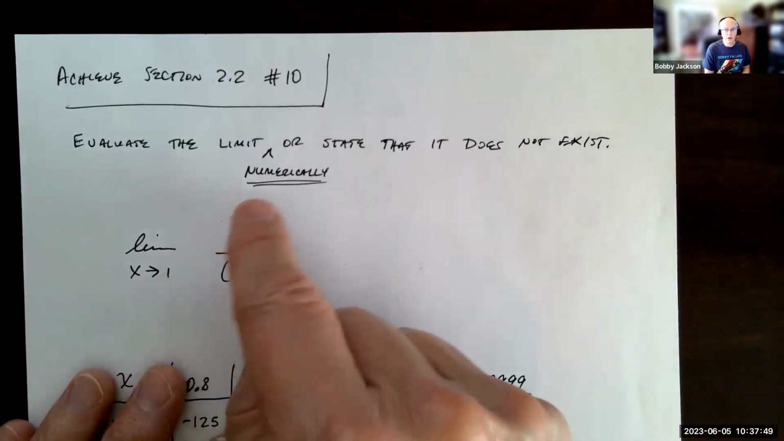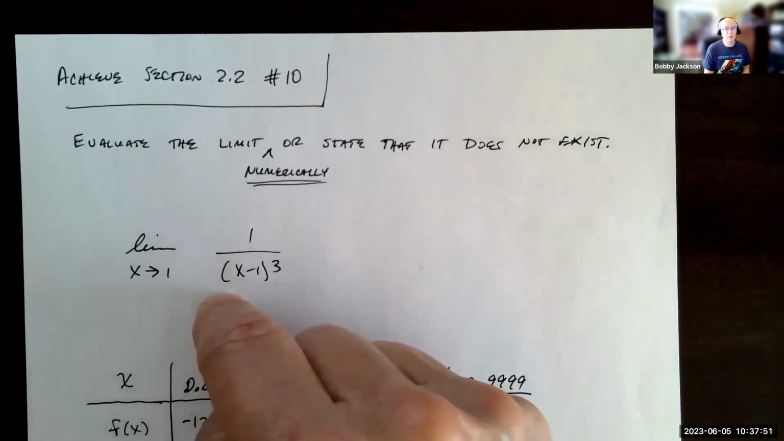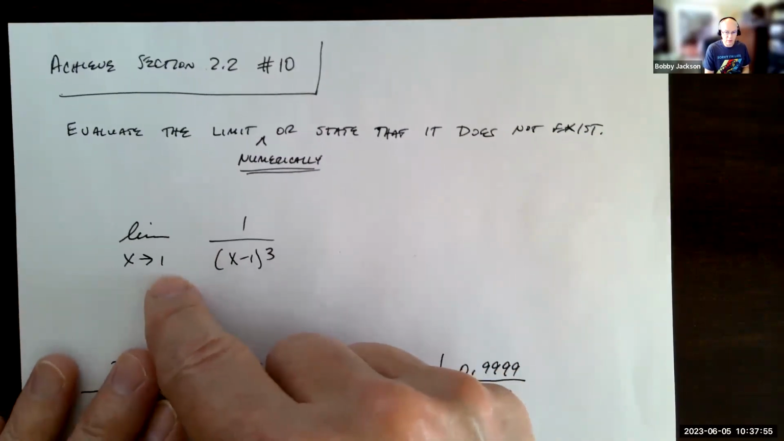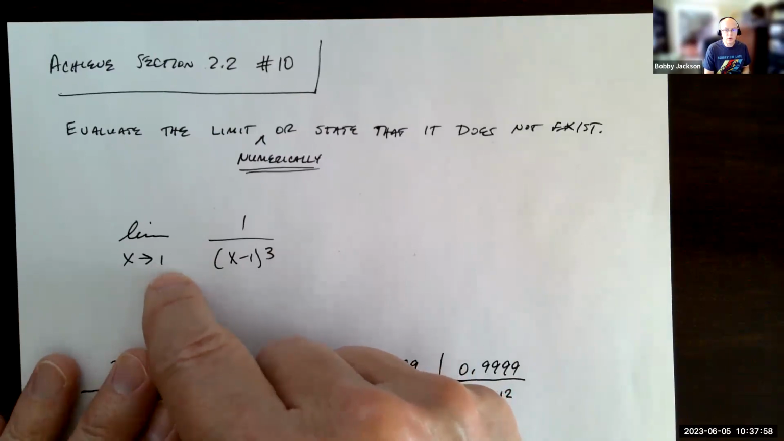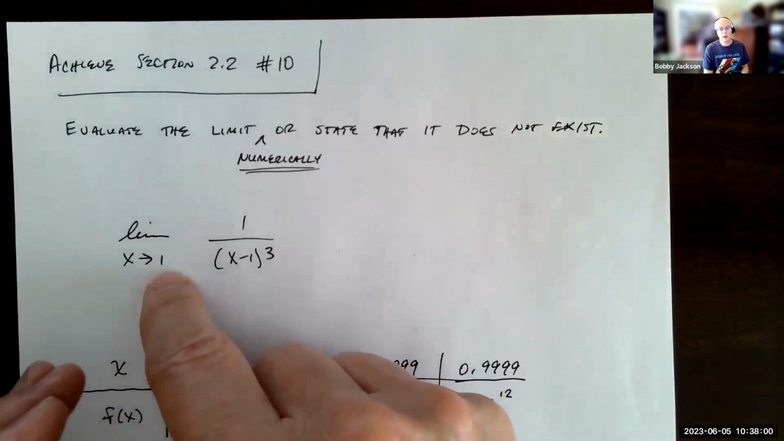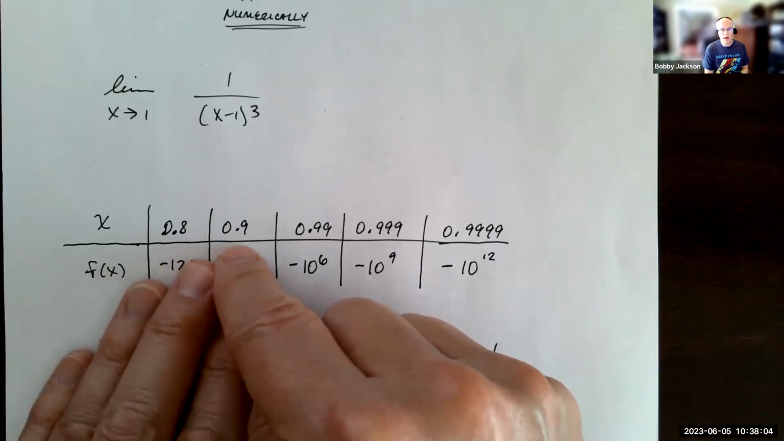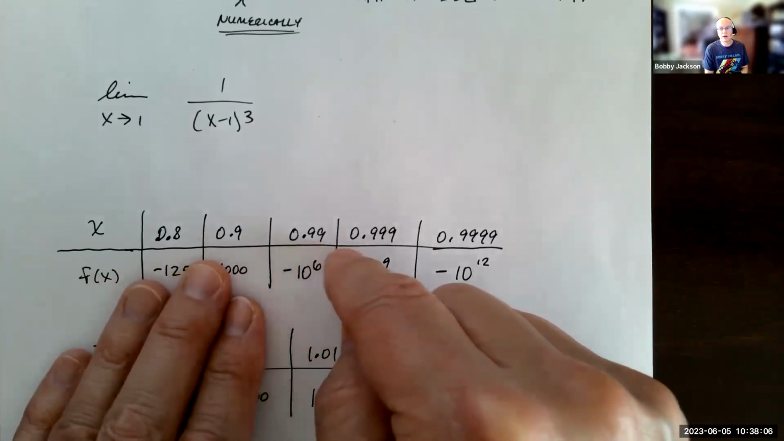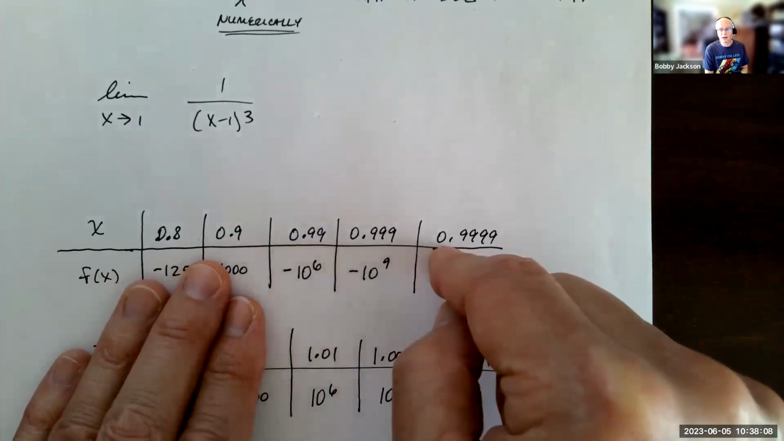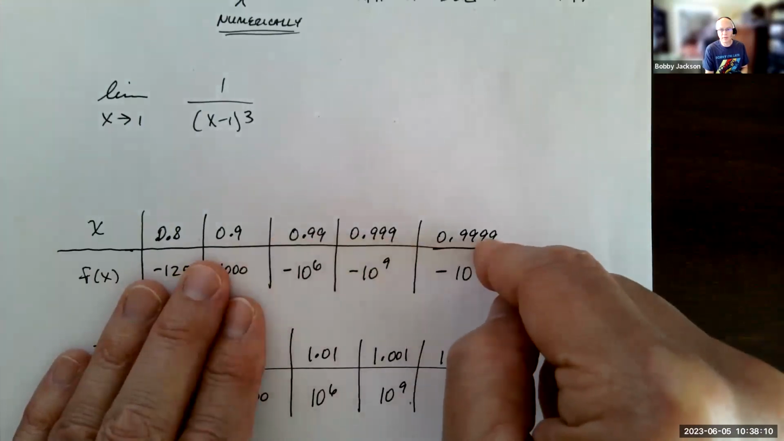So again, when we're doing numerically, we're going to construct a table of values. Again, they don't give you the table here, so you're going to have to come up with your own table. We're getting close to 1. That means from below, what I might begin, 0.8, 0.9, closer to 1, 0.99, 0.999, and so on, right? Getting closer to 1 this way, right?